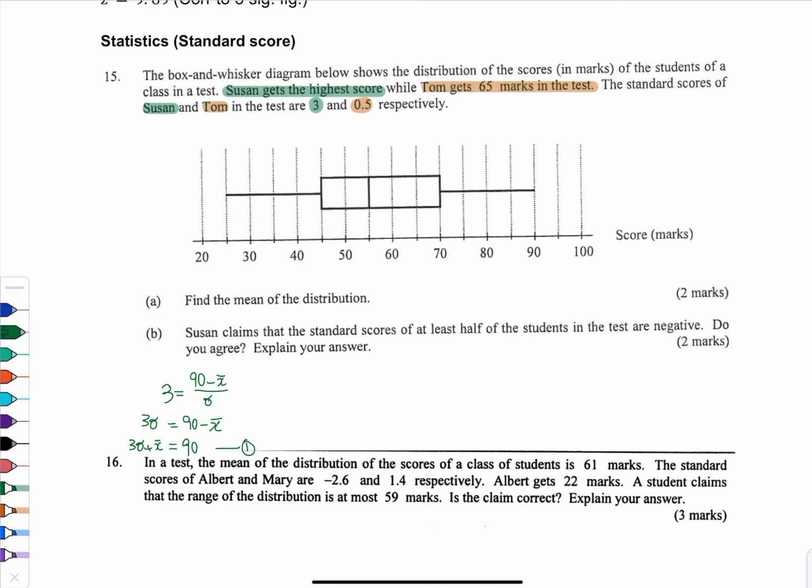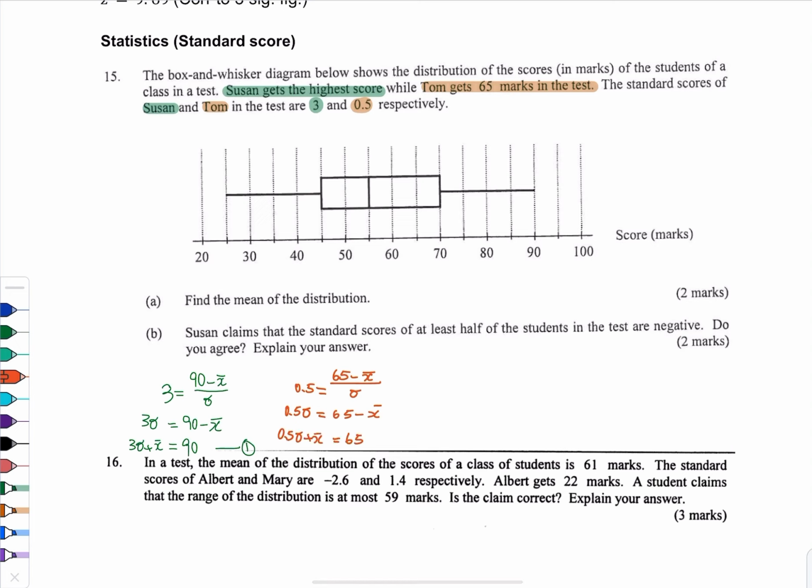Now what about Tom? We know the standard score of Tom. We know the marks of Tom. Do we know the mean? No. Do we know the sigma? No. Sigma goes to the other side. And then that mean also goes to the other side.